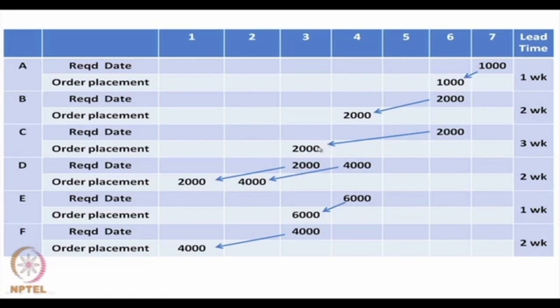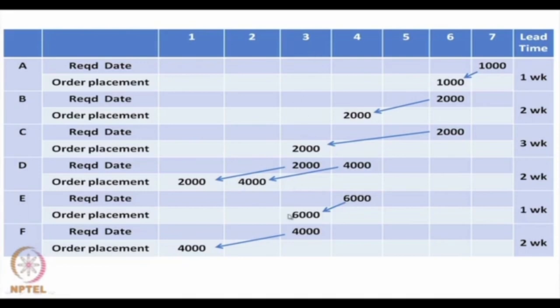So, for C again, the required date for D and E are mentioned, and like this one proceeds backward. So, one has to proceed this way and proceed that way. So, we finally get to know that on the day 1 order must be placed for F and for D these many items. On day 2, order should be placed for D.